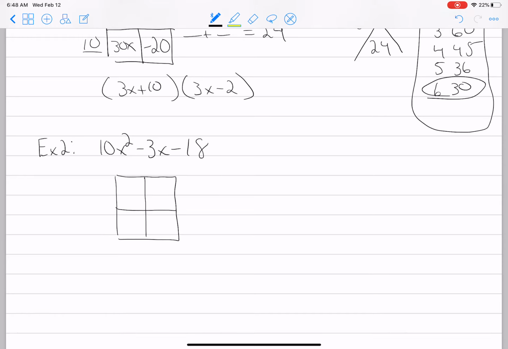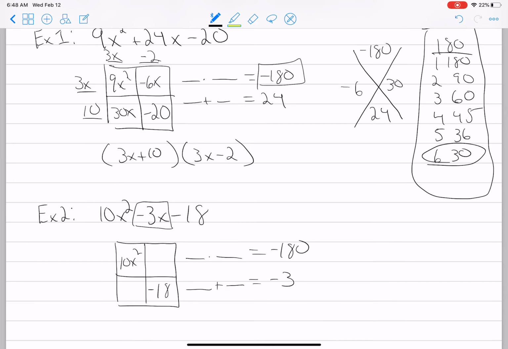So I'm saying this is 10x squared, and this is minus 18. Look at this again. I get that lovely negative 180 again. But this time I need my middle term to add to negative 3. Looking back at what I've already done for 180 up here, none of these numbers could I add or subtract together to get a negative 3. So I'm going to start by adding more factors of 180. Let me see what I could use.